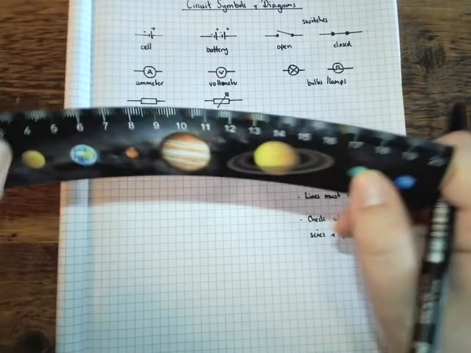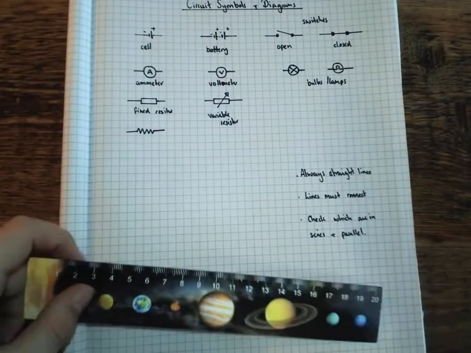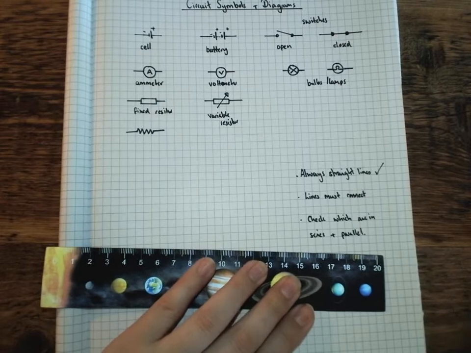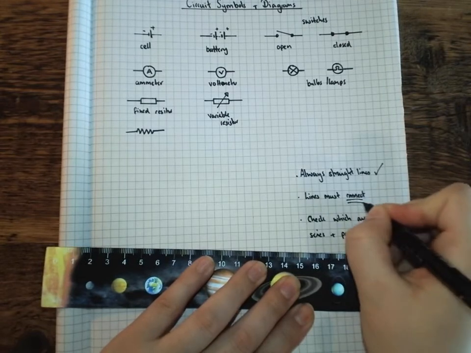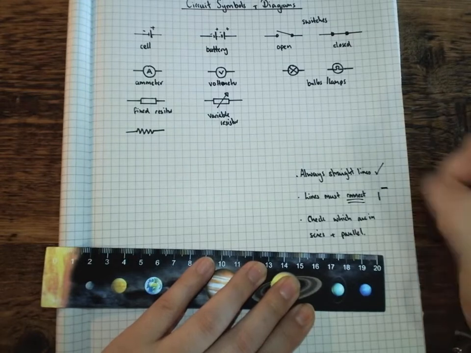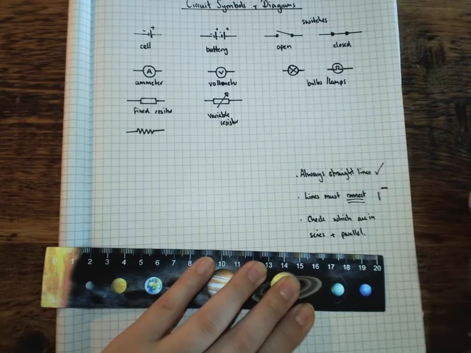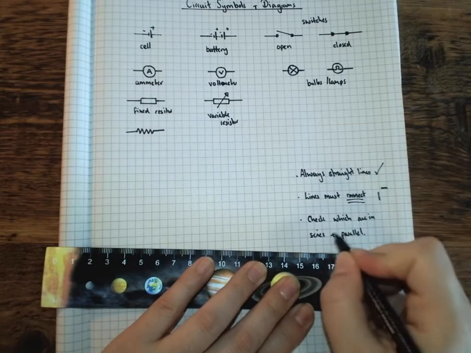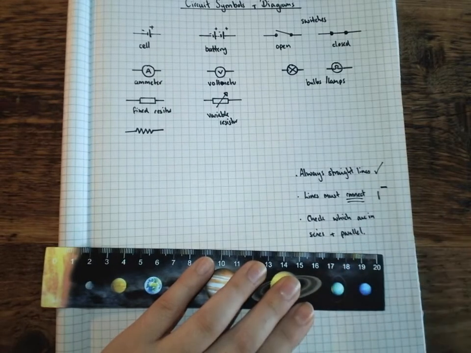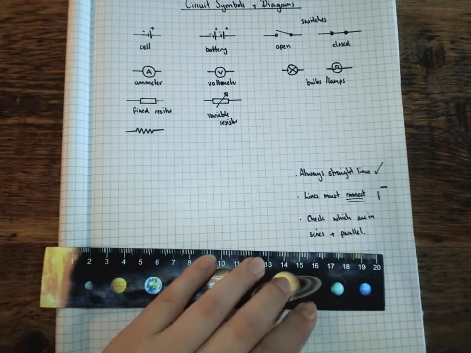Okay, so I've got my really fancy space ruler here. So the first thing is that we always need to use straight lines. I've got my ruler. The next thing is that all the lines must connect. So I shouldn't have any gaps in my circuit diagram at all. And we also need to check whether we are putting things in series or parallel. So have a look at the circuit. Have we got them all in the same loop? Have we got them in different loops?